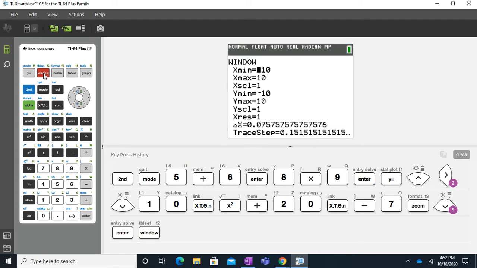So when you go ahead and press the window button, here's where you can, if you want to, change some of your values. So again, the X's looked okay, so we're going to leave that from negative 10 to 10. And then the X scale, that means how much do you want it to go up by for each tick mark. Usually you'll just leave it at 1, so we'll go ahead and leave it at 1 for now.